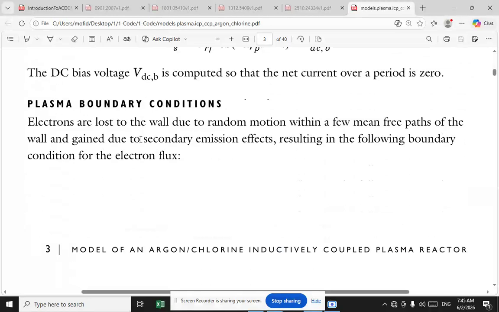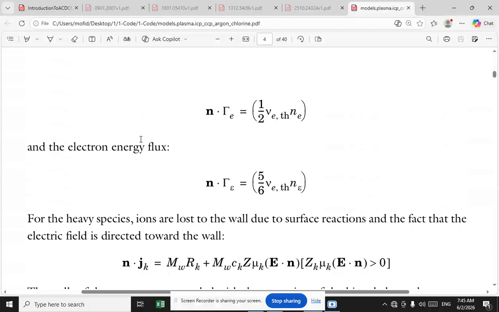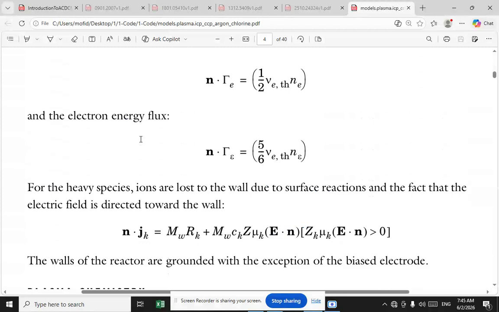Plasma boundary conditions: electrons are lost to the wall due to the random motion within a few mean free paths of the wall, and gained due to secondary emission effects, resulting in the following boundary condition for the electron flux: Γ = 1/2 v_th n_e. And the electron energy flux is Γ_ε = 5/6 v_th n_ε.